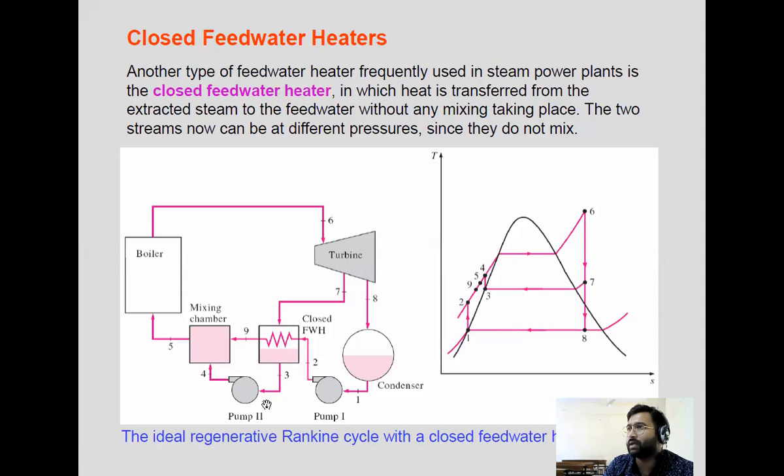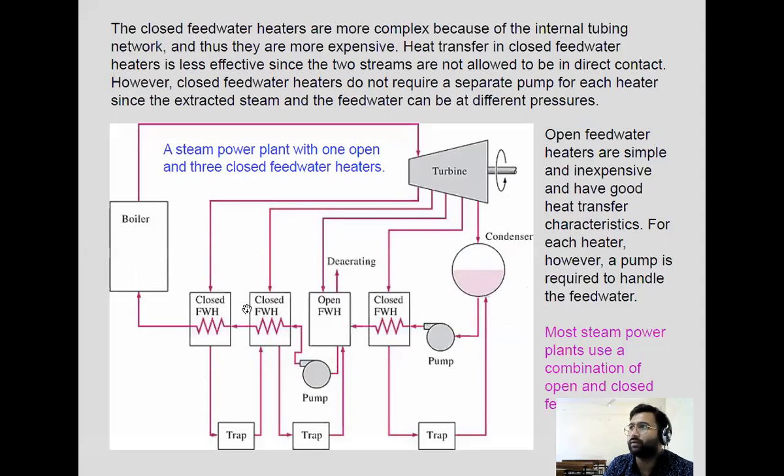This water is pumped through pump number 2. It is passed to this mixing chamber. Now here we have water coming through these tubes, and here we have water coming through this pump. These are again mixed together, and this heated, high temperature water is passed to boiler. So this is a closed feed water heater. Mostly in an actual power plant, you will see a combination of these. So there will be open feed water heaters also, and closed feed water heaters also.